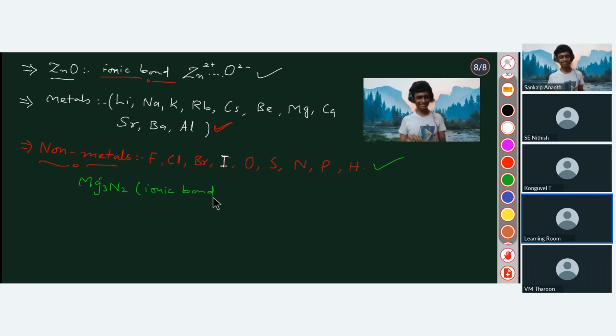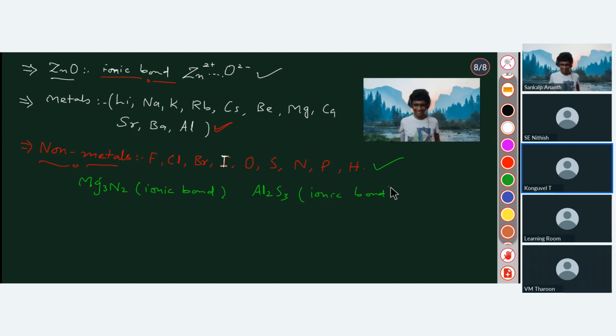You have to remember that if there is a metal and a non-metal, it is an ionic bond. If it is Al2S3, it's an ionic bond. Metal, non-metal. If it is calcium phosphide, that is Ca3P2, it is an ionic bond. Exactly.